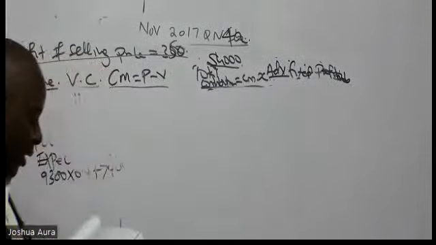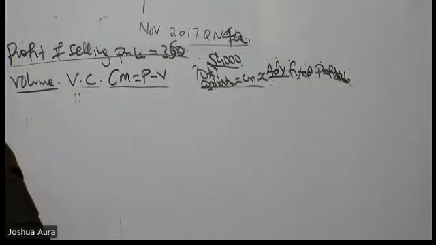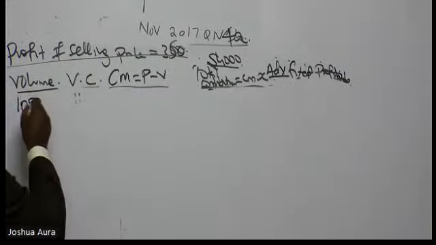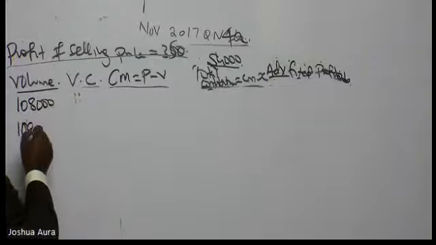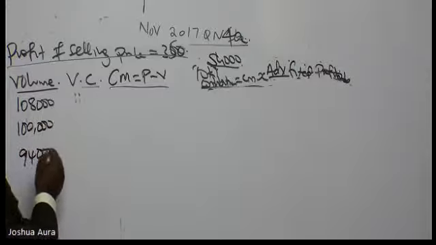So I can see here that we have sales volume. The sales volume, we have 108,000, then we have 100,000, then we have 94,000, like that.